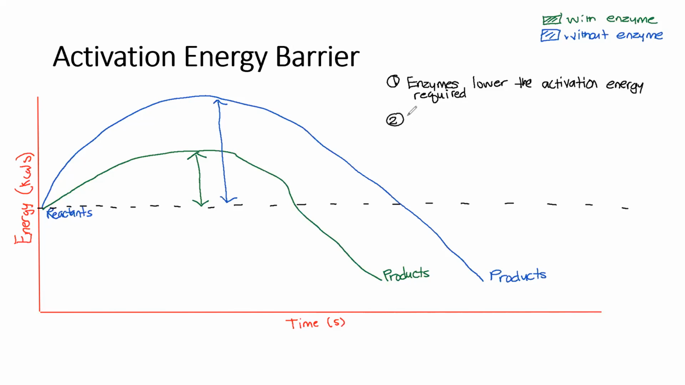And two, we can say enzymes speed up the rate of the reaction. Okay. So this is what enzymes do. These are the two characteristics of enzymes in terms of how they affect the rate of a reaction.